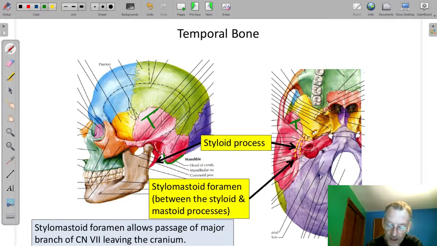There is a small foramen between that mastoid process and the styloid process, and that's the stylomastoid foramen. The stylomastoid foramen is, on the right-hand view, what I've just circled. And there is another branch of the 7th cranial nerve that passes through that opening. So, I believe that's enough of that slide.